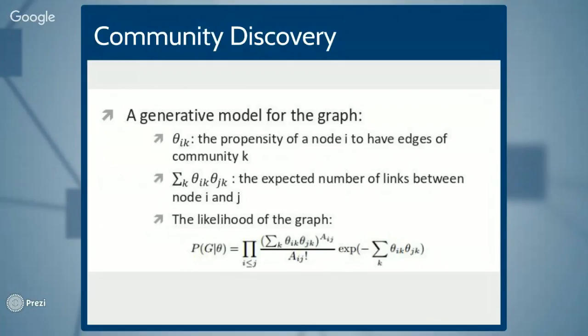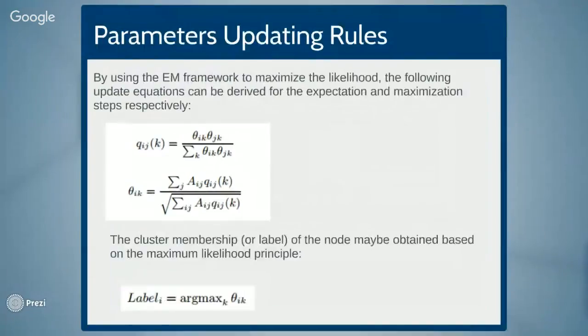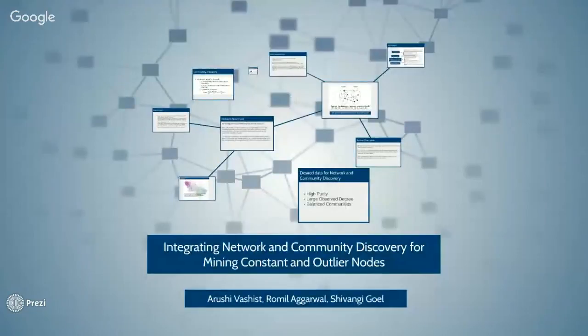Now what we want to do is discover the community of each node. We start by assuming that the nodes have a Poisson distribution. We introduce a few parameters. Theta ik represents the propensity of a node i to have edges to community k. We introduce another dummy variable named qm. We follow an EM algorithm and update these two parameters so as to know the final communities of each node, which is basically given by argmax of theta ik. And that's our project for IRE.